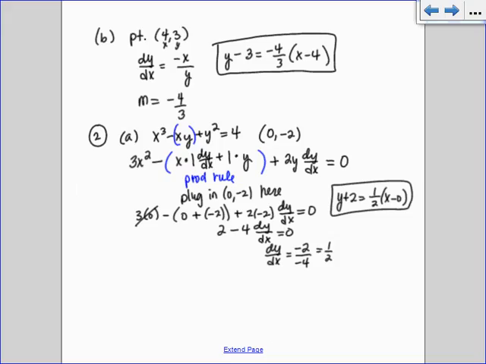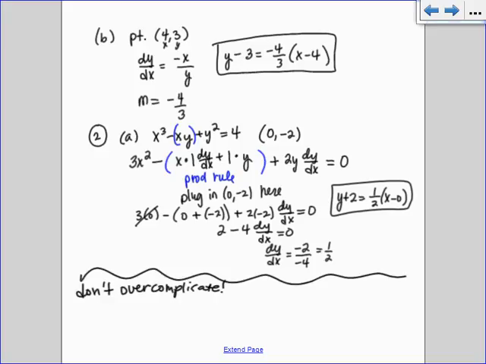So what a lot of people will do on this problem, I ask a lot of these on homework, is they'll try to take the 3x squared minus x dy over dx minus y plus 2y dy over dx equals 0. So they go from this step down to here. And then they try to solve for dy over dx first.